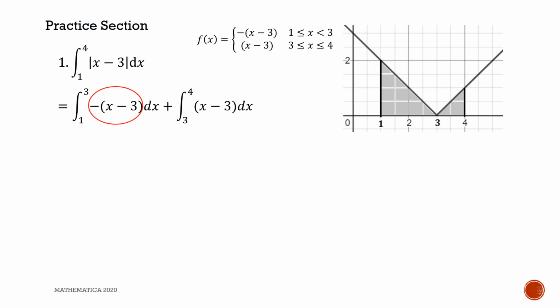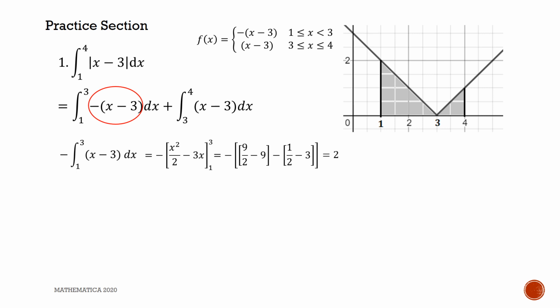So let me evaluate this one. I take out the negative, I leave the 1 and 3, not a problem, and simply find the antiderivative of x minus 3. When I find the antiderivative of x minus 3, I end up with x squared over 2 minus 3x. Evaluate at the upper limit 3, so it becomes 9 over 2 minus 9, minus the lower limit, which is 1/2 minus 3. When I evaluate this on my calculator, or if I can do it mentally, good for you, I end up with a value of 2. So that's the first part. That's the area under the curve between 1 and 3.